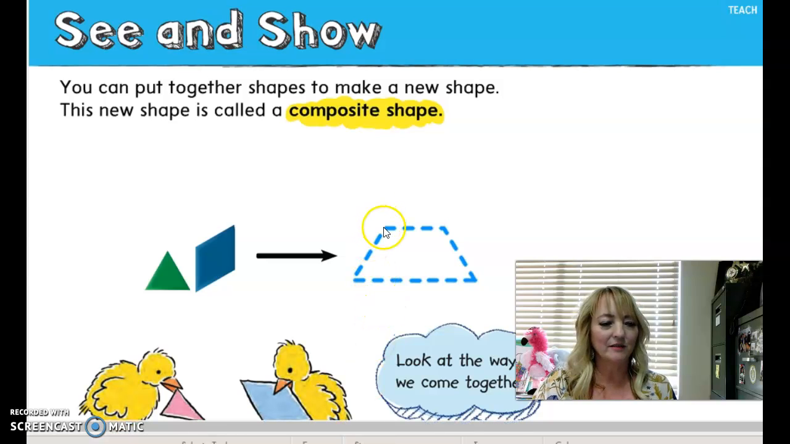So let's use, I'm just going to go ahead and use this. So it would be a triangle and then also the parallelogram. You could lay it the other way.